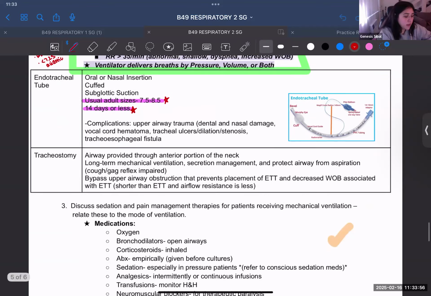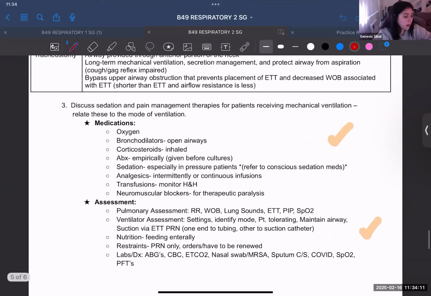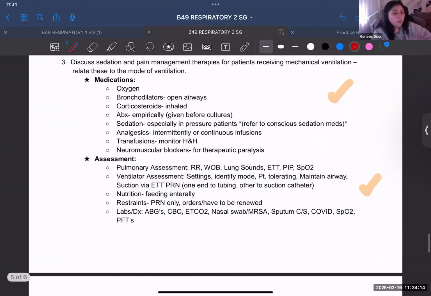Trachs, it's just more long term for that. You're able to still suction them, do what you can, and sometimes it's just needed if they have issues with some trauma to their face, anything like that, and you just want to go straight to the trach, which is fine. But again, that's what it is.